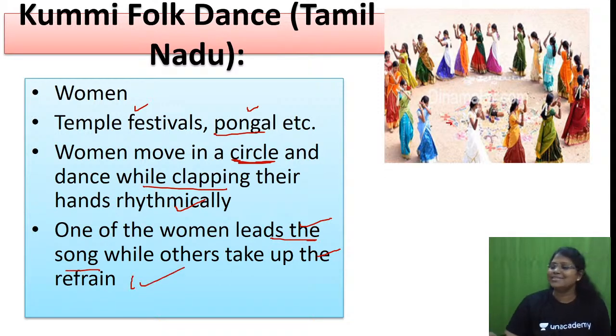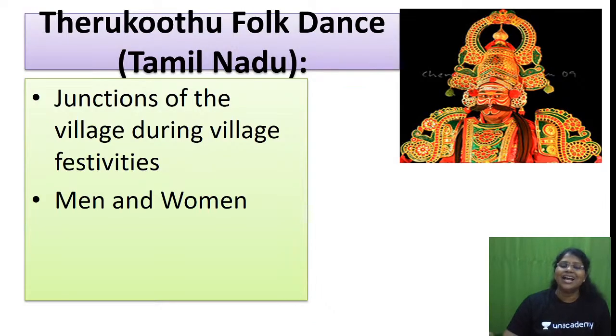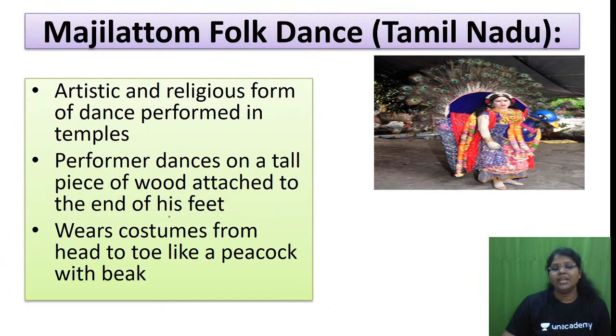See, can you see this? Very interesting. Another from Tamil Nadu. Three come from Tamil Nadu. One is Kummi, another one is Thirukuthu. Junctions of the village. At the end of the village, at the junctions, there will be a common point where many villages will come and join. So during the village festivals, it is performed by both men and women.